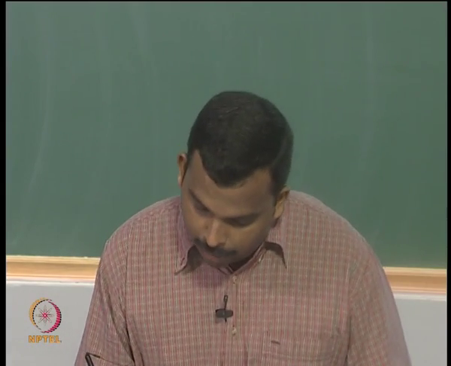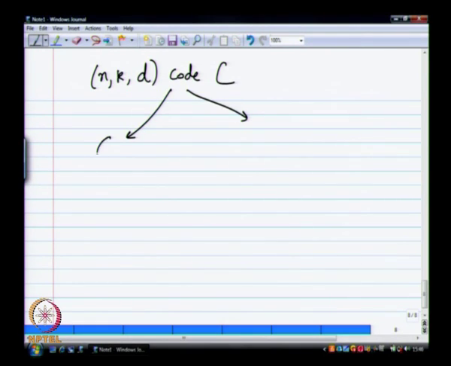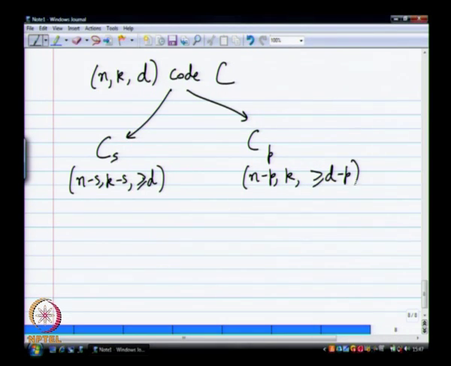But I want to quickly point out one thing. What do shortening and puncturing do to the rate of the code? Okay, so you had an (n, k, d) code. Suppose you do two things: you go to C_S, which is shortened by s bits, or you go to C_P, which is punctured by p bits. What you get here is (n minus s, k minus s, greater than or equal to d). What you get here is (n minus p, k, and let us say greater than or equal to d minus p). I will say that on a positive note.